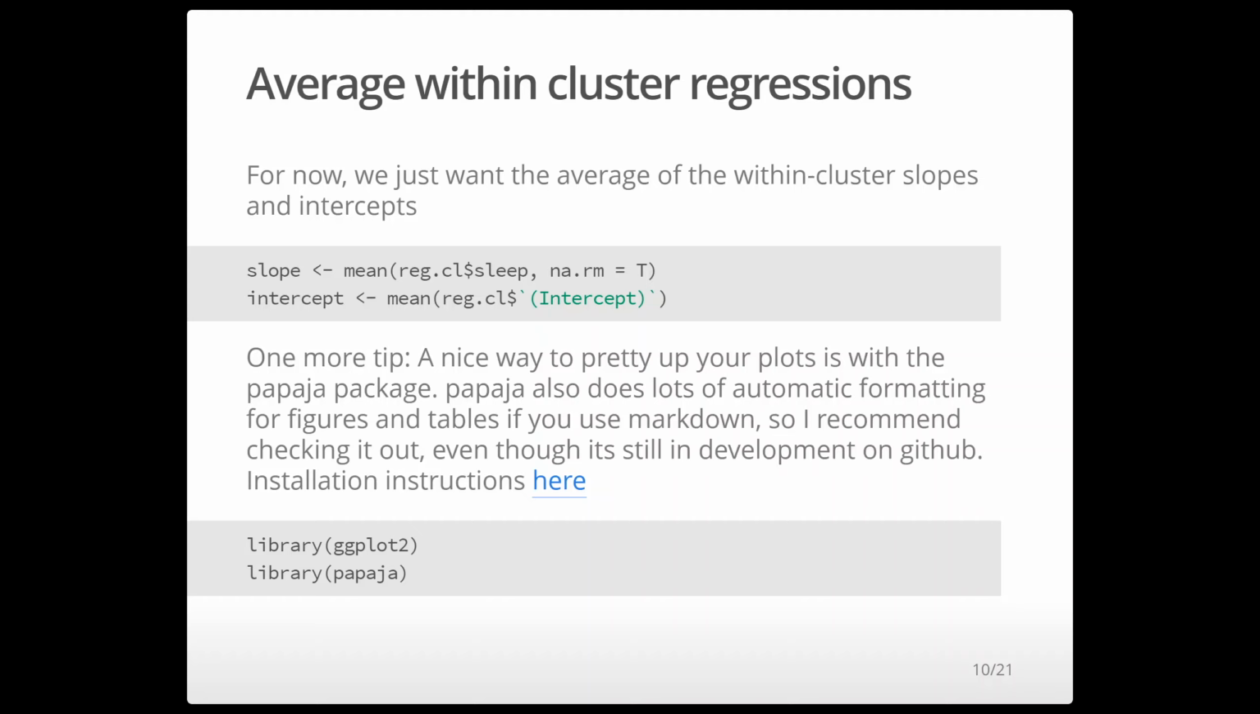And it does some really great auto formatting of things like figures and tables. We're just going to use it to make our plots look a little prettier here, but you can do some great things with table formatting with it as well, where it automatically formats your R tables in APA format. So again, it's still in development. You have to install it from GitHub. Here's a link to the installation instructions if you're interested.